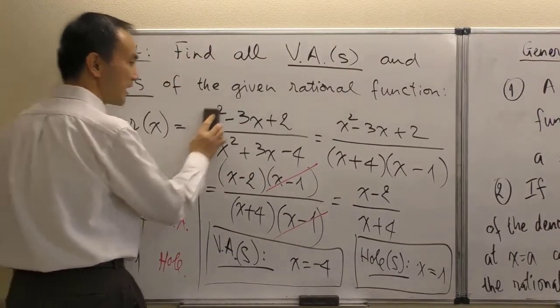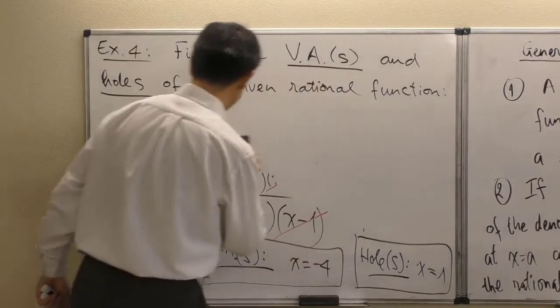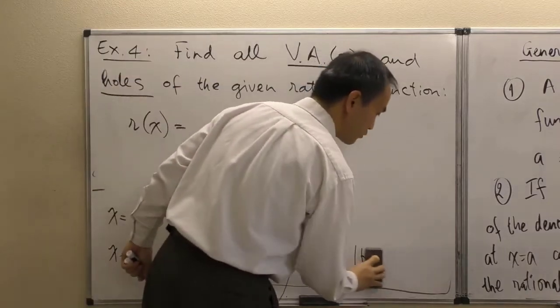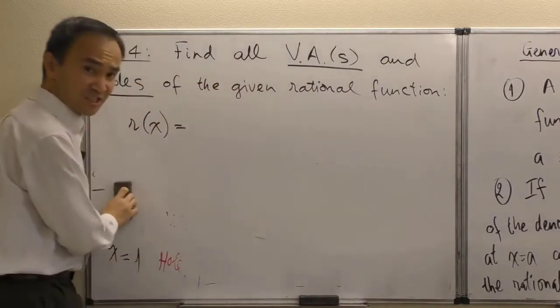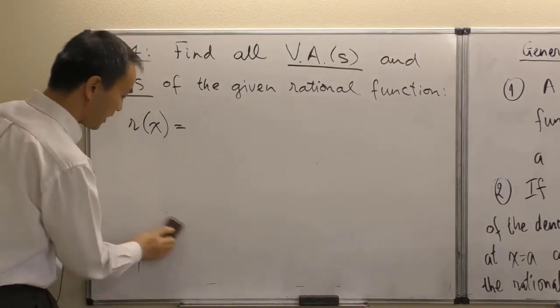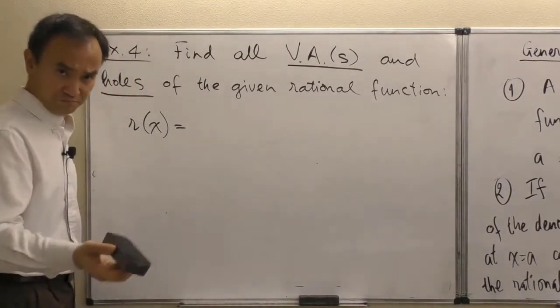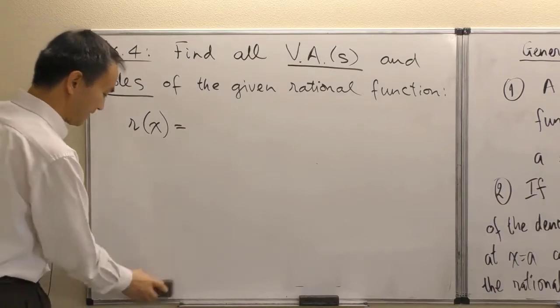And so now let's look at another problem where we're going to really settle down our skills and get really clear with the steps of how to find VAs and holes for any rational function.